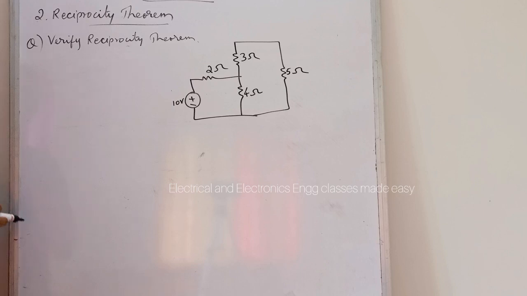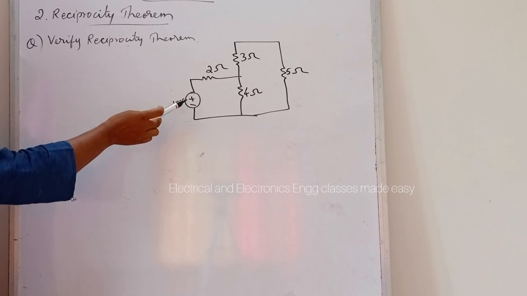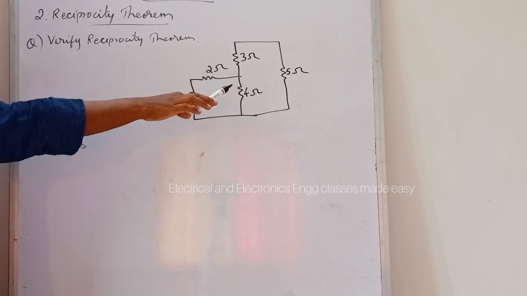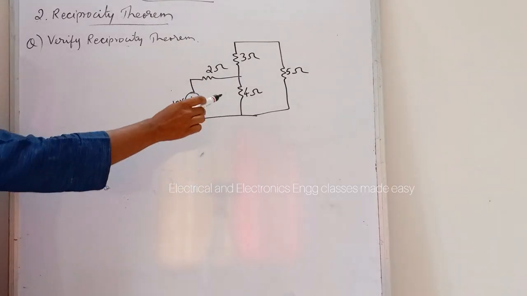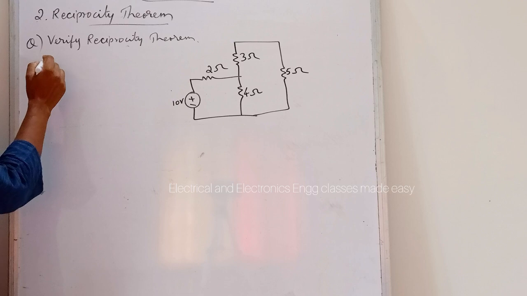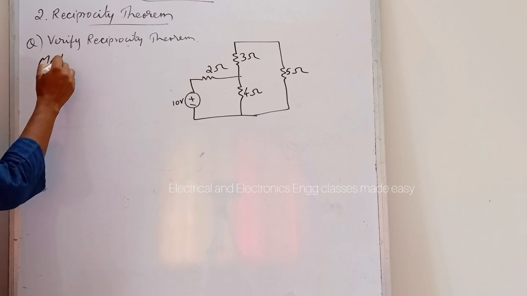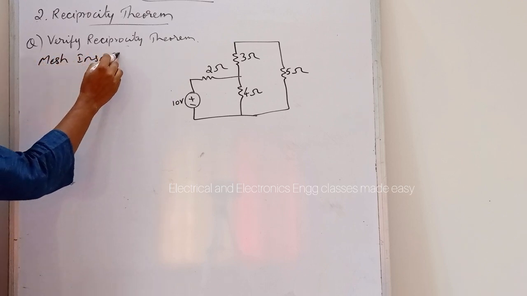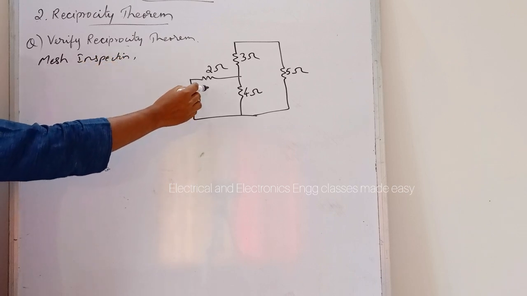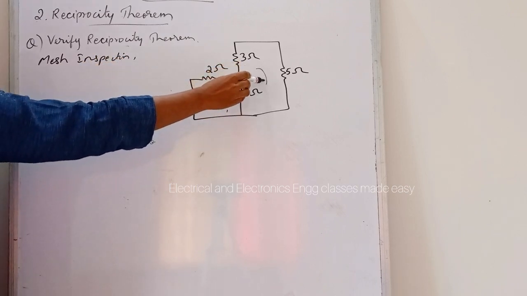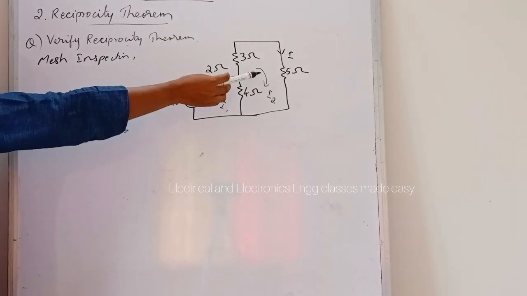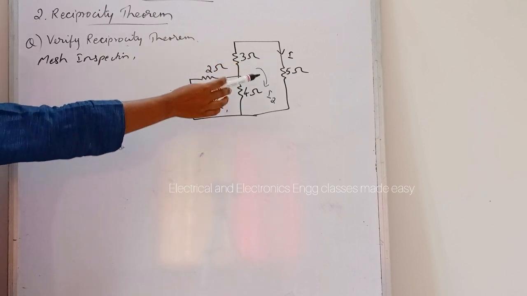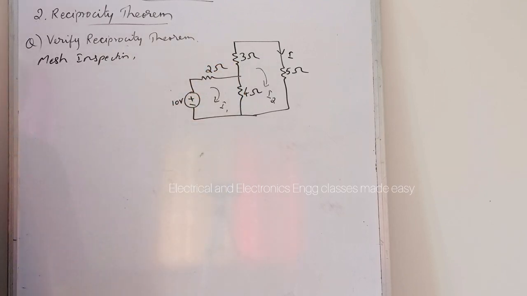Verify reciprocity theorem. So this is the given network. So here this is the voltage source. Then the output is, we have to find the current through the resistor. So here also by mesh analysis by inspection method we can write. So let I1 and I2 be the currents. So here we have to find the value of I, that is the current through the 5 ohm resistor.